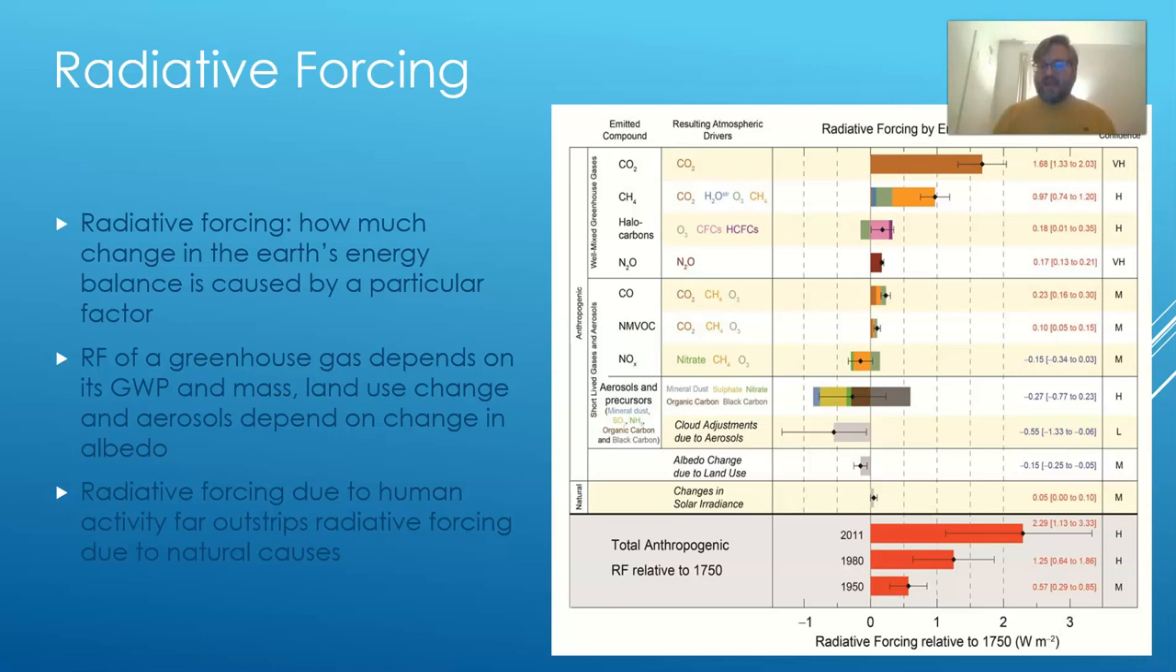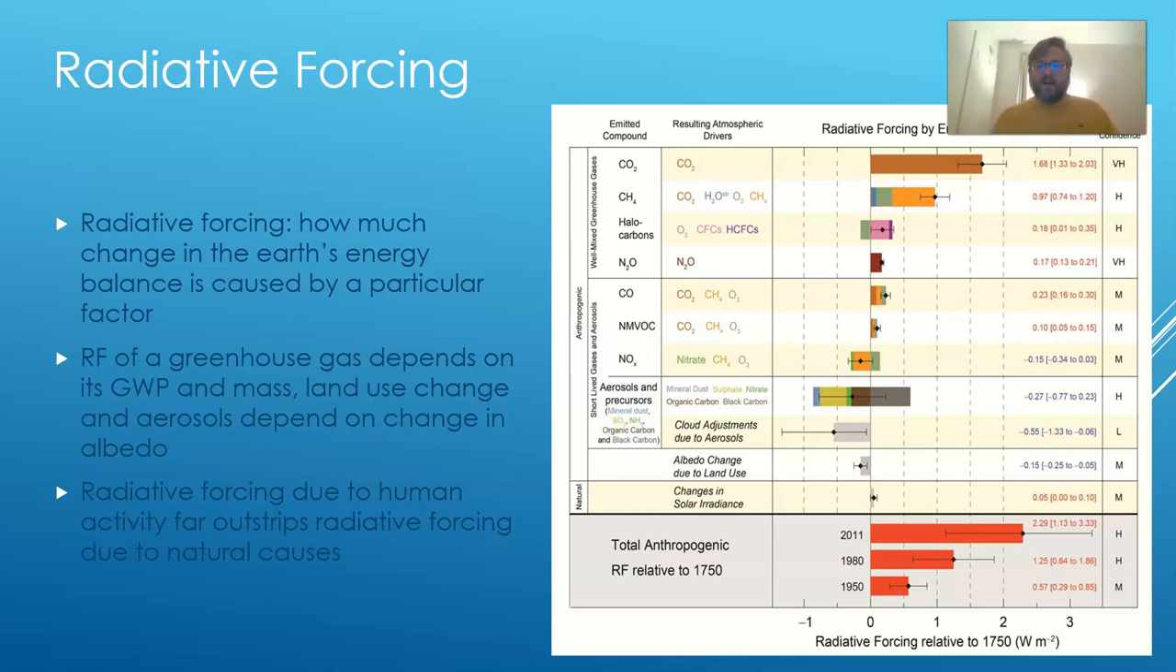Then you can see methane is the next one down. And so methane, despite being 28 times stronger in global warming potential, is contributing a little more than half as much radiative forcing as CO2 is, because there's just less methane that we're putting out as compared to the CO2. Then we've got some of those other greenhouse gases there, again, making positive but smaller radiative forcing contributions.